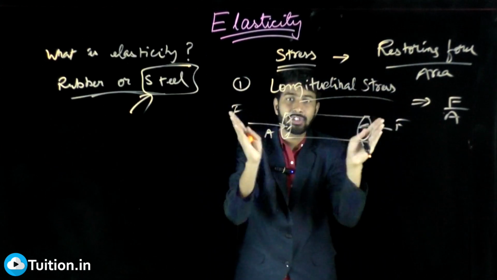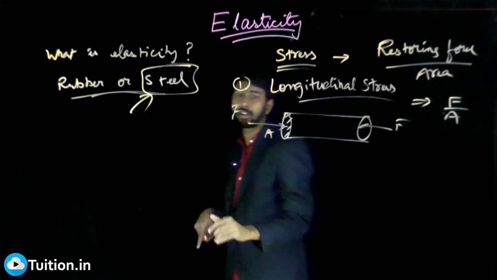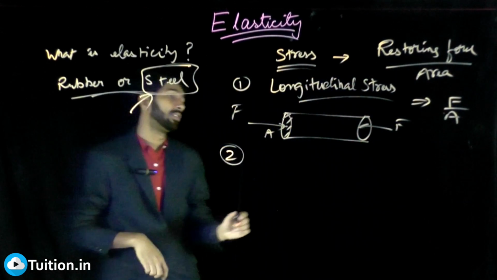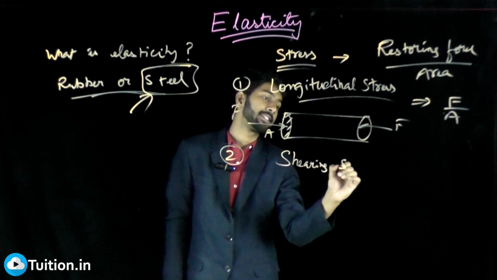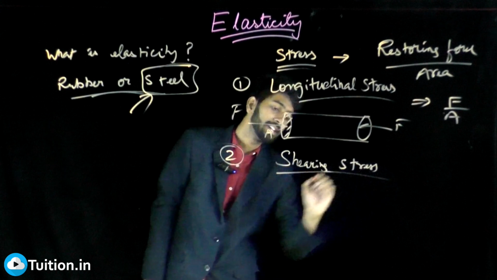It will produce a strain, a change in length along the line. That's why it's called longitudinal strain. Coming to the next one, we have what is known as a shearing stress or a tangential stress. What do you mean by shearing stress?